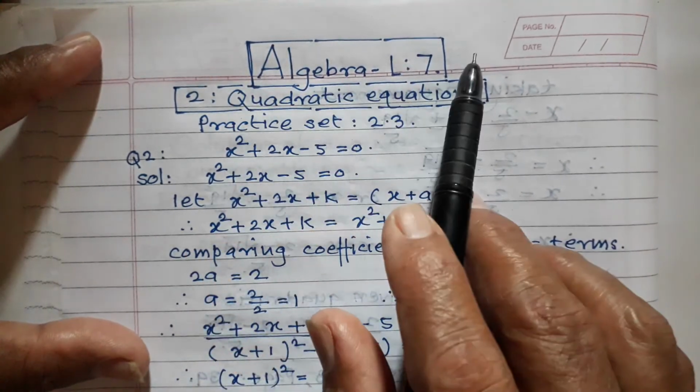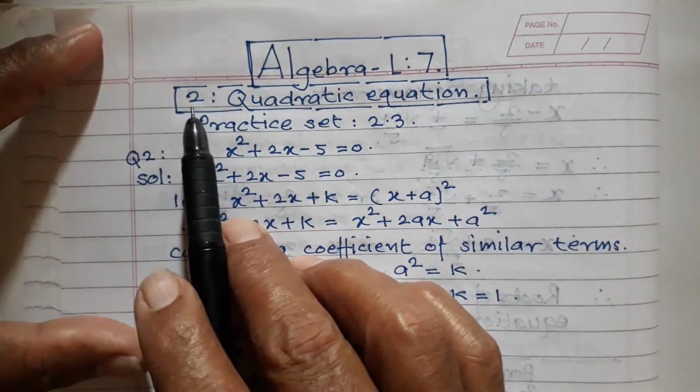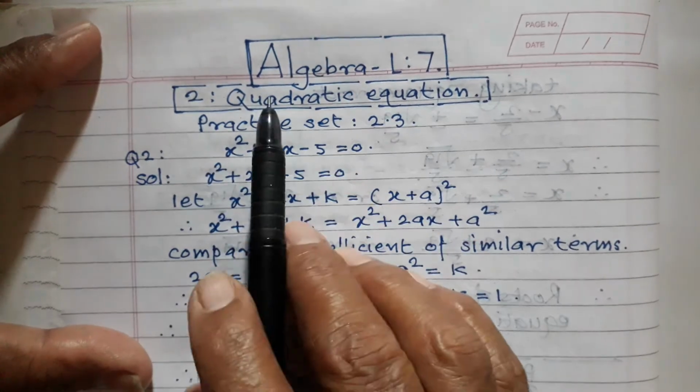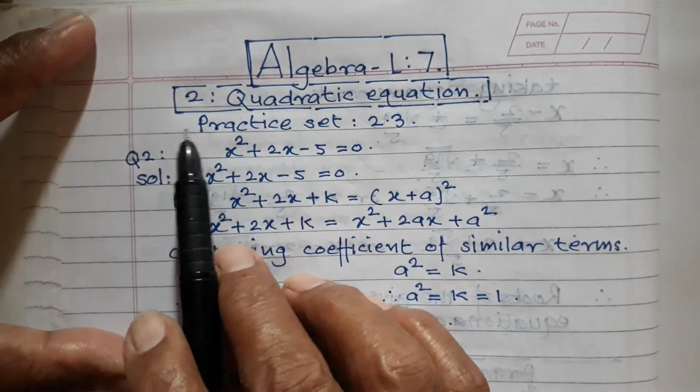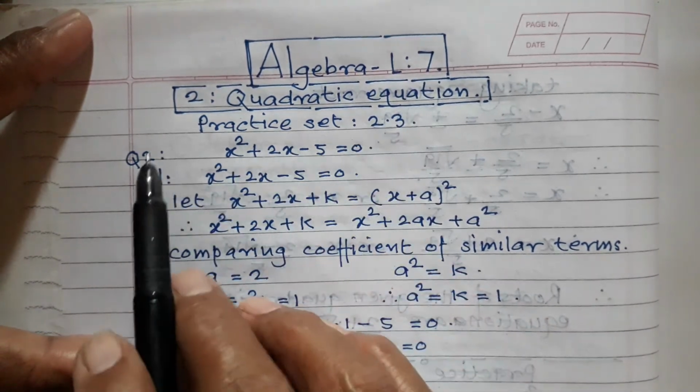Hello my dear student, Algebra lecture number 7, chapter number 2, Quadratic equation. Now in this lecture I am going to explain you some examples from practice set 2.3. Question number 2.